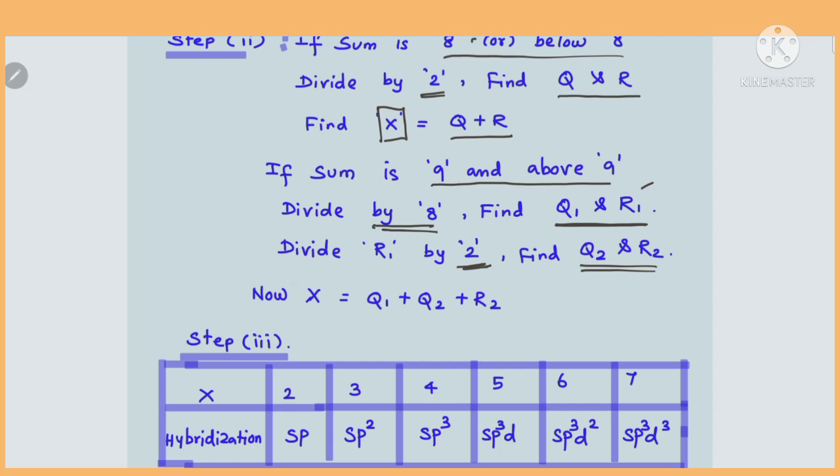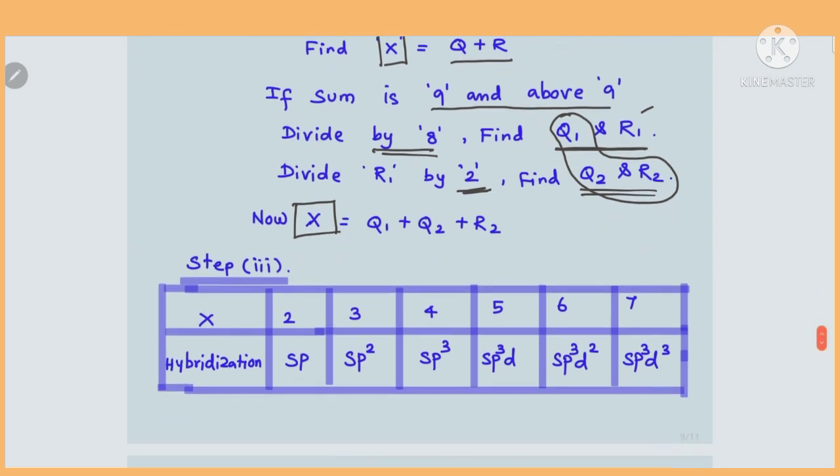Now you have to find x. Here x is the sum of both the quotients and the second remainder. You have to add all three: quotient 1, quotient 2 and remainder 2. That gives x. So x may be a number like 2, 3, 4, 5, 6 or 7, and from that number you are able to find the hybridization. If x is 2, it is sp hybridization. Likewise 3 is sp2, 4 is sp3, 5 is sp3d, 6 is sp3d2, 7 is sp3d3, 8 is sp3d4.